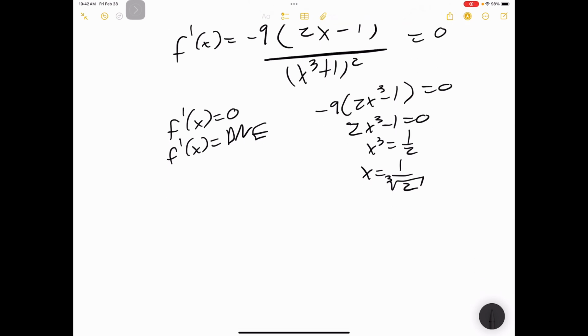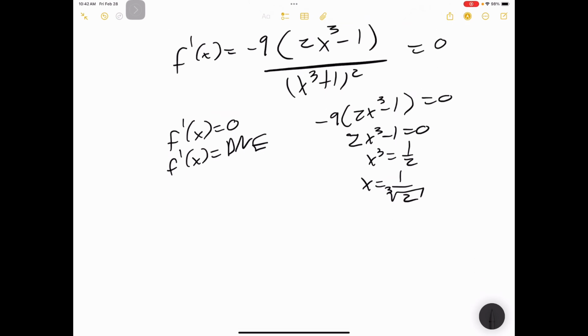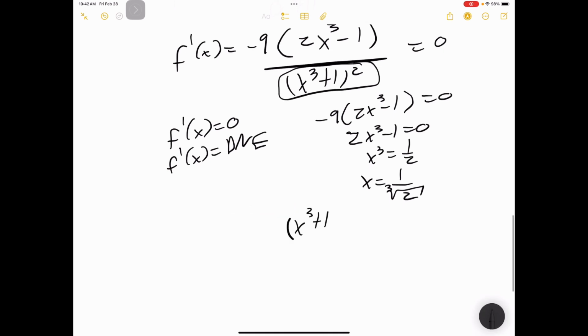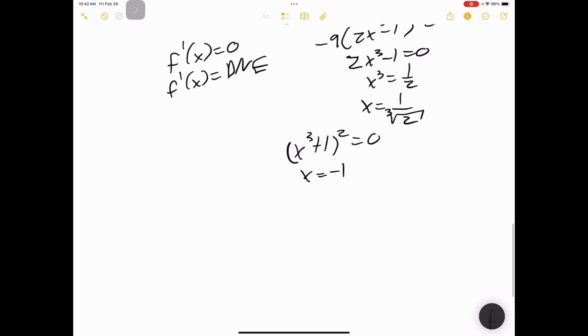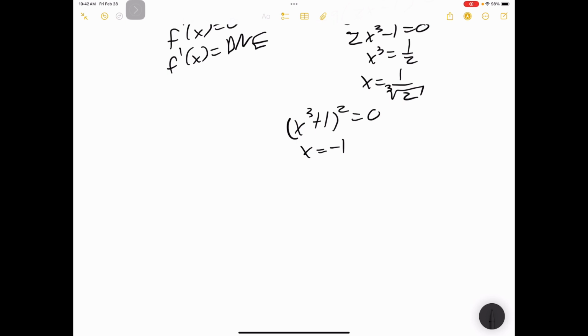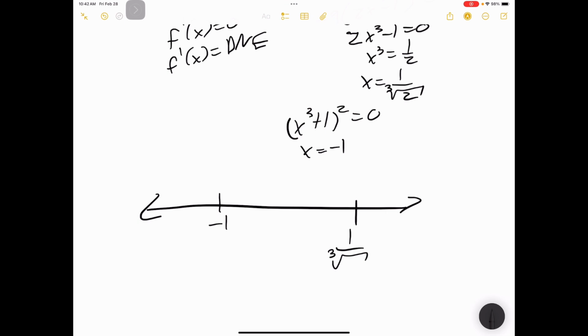And then if we look at where f prime of x does not exist, that's where this denominator is going to be equal to 0, which is when x cubed plus 1 squared is equal to 0, which once again is at x equals -1. Which makes sense. If the function doesn't exist at x equals -1, then the derivative is definitely not going to exist at that point. And so we have our two important points, our 2 points where the function could be switching. If I put them on a number line, I have -1, and then I have 1 over the cube root of 2.